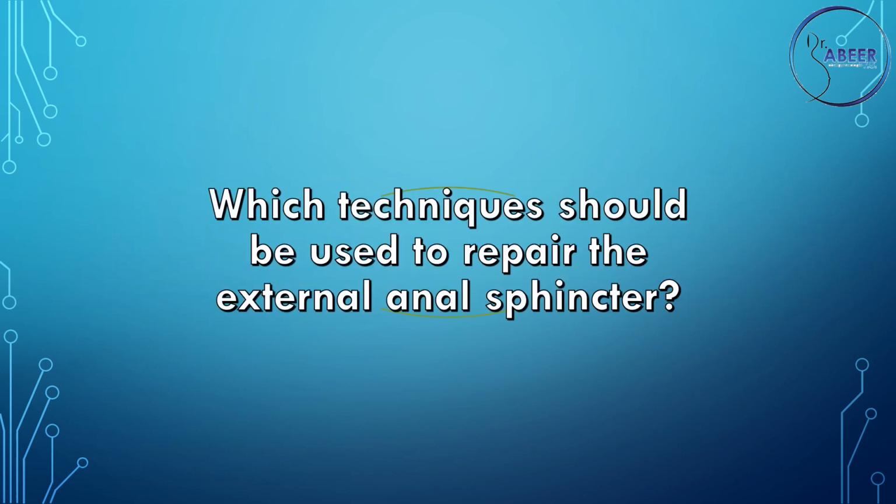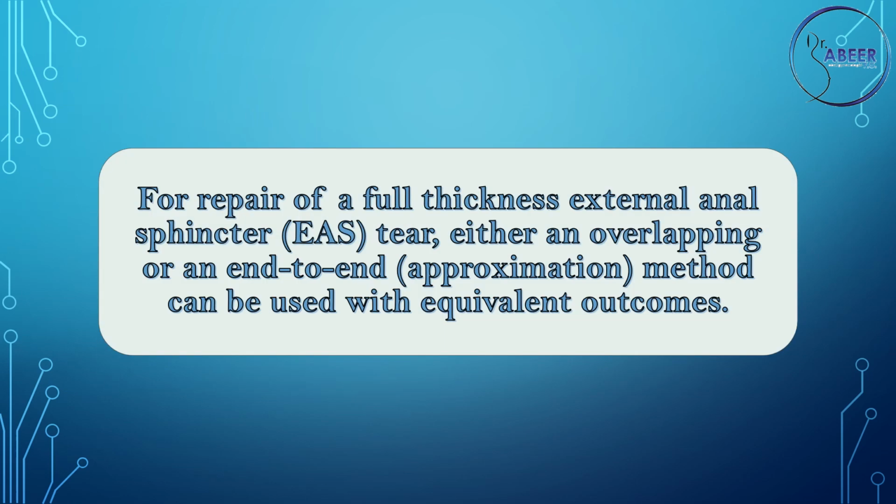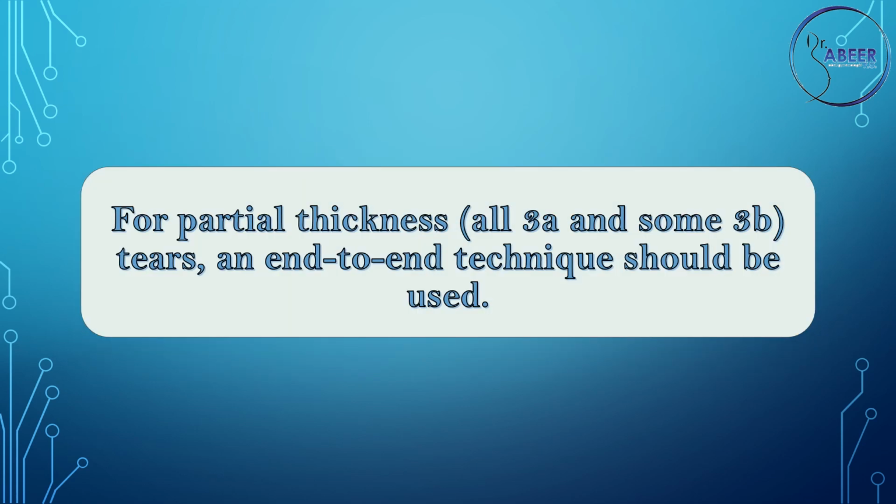Which techniques should be used to repair the external anal sphincter? For repair of a full thickness external anal sphincter tear, either an overlapping or an end-to-end approximation method can be used with equivalent outcomes. For partial thickness, all 3A and some 3B tears, an end-to-end technique should be used.